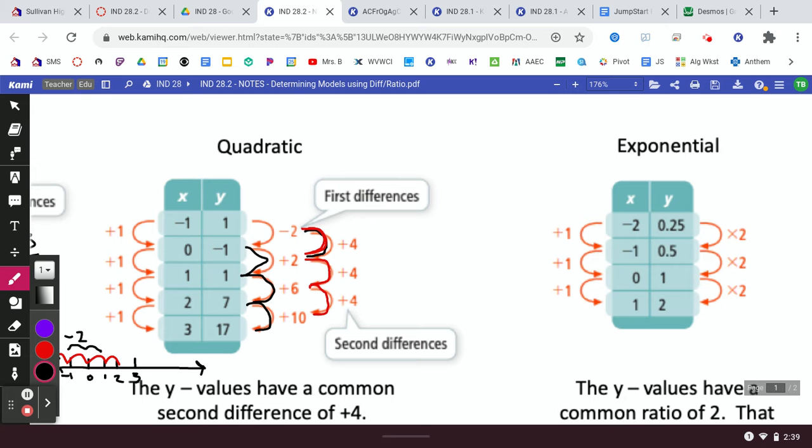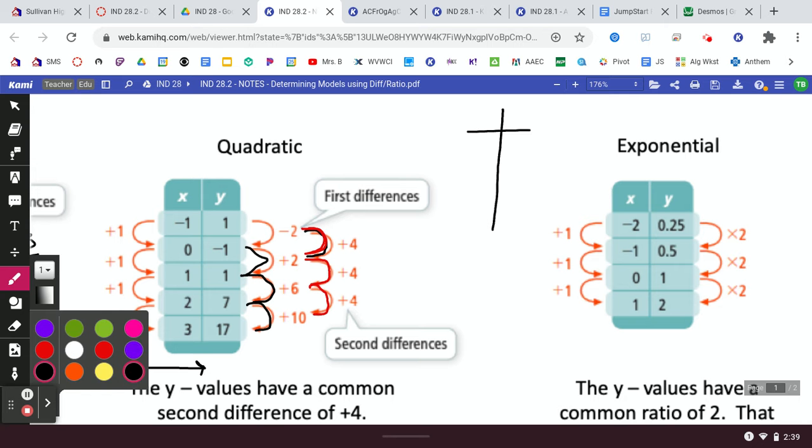So you might see it look like, I'll just stick it up here, and I don't care if you put this in your notes or not, but you could have something that looks like this, where you're 9, 3, 1, 1/3, 1/9, right? So let's say this is your T-chart.